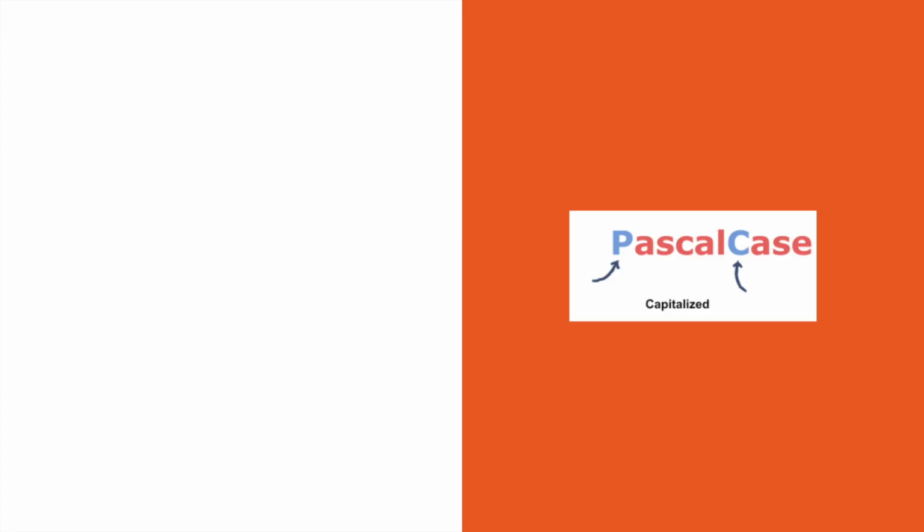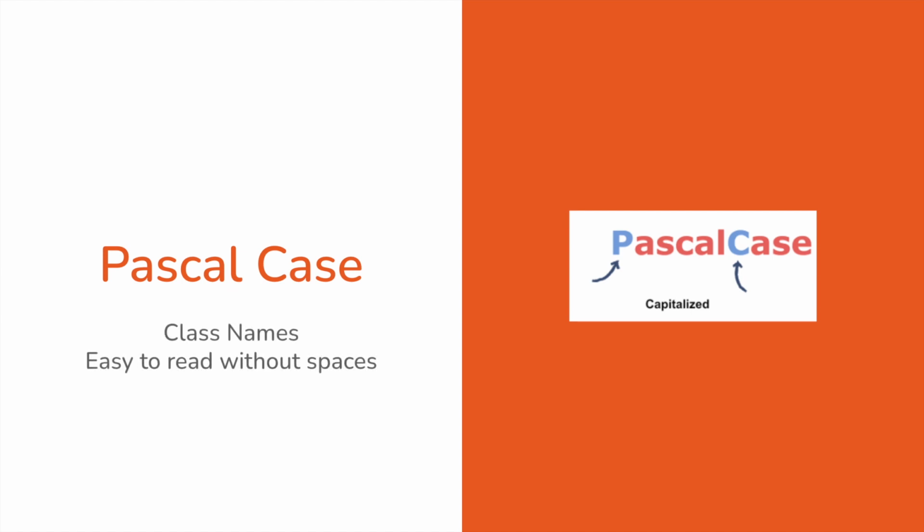Now, whenever we come to how to name a class, usually we follow the Pascal case. Pascal case is nothing but it has a capital letter at the beginning of every word. So if you see here, P in Pascal and C in Case are both capitalized. So this is how you name a class. Class names follow Pascal case, and there shouldn't be any spaces. It should be readable, easy to read.